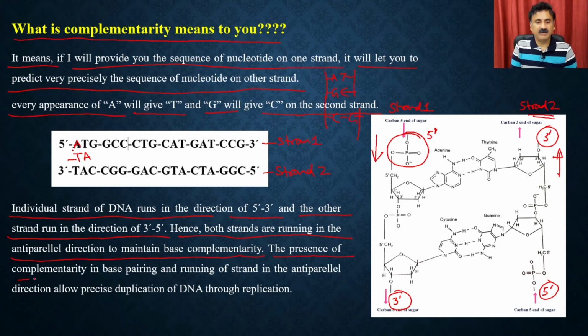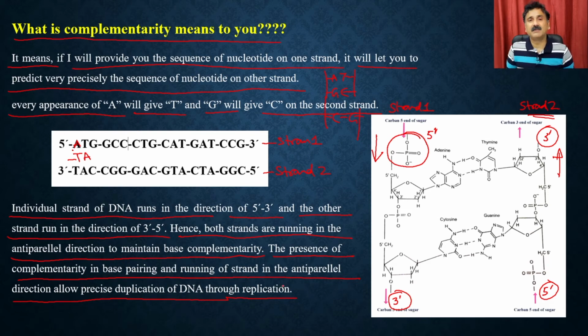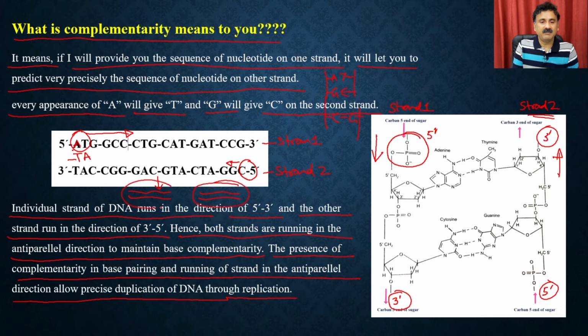The presence of complementarity in base pairing and the running of strands in the anti-parallel direction allows the precise duplication of the DNA through replication. So it has an advantage that the genome of any organism can be duplicated, can be multiplied, without losing the information, since the information is on the second strand. For example, we can put two machineries onto this, right? One machinery on this side and another on this side, and that's how this can make one copy and this can make one copy, giving you two copies of DNA, right? And that is the advantage of having complementarity as well as anti-parallel directionality within the DNA structure.